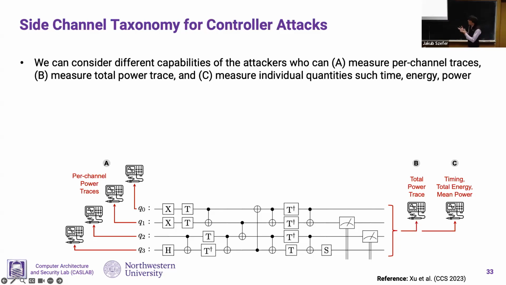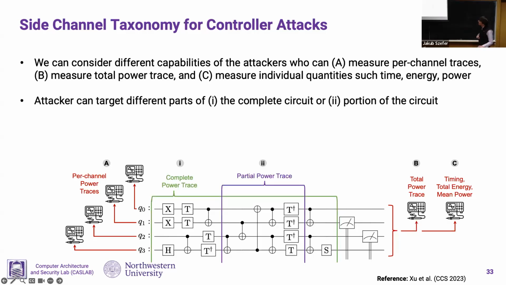But since many control lines are controlled by one controller, actually measuring power or other properties of individual lines might be difficult. So maybe something more realistic is just having a total power trace across many qubits, or even something simpler, just measuring the timing that we mentioned a little bit already, or just the total energy or the mean power basically across the whole circuit. How much total energy was consumed during the execution of that circuit.